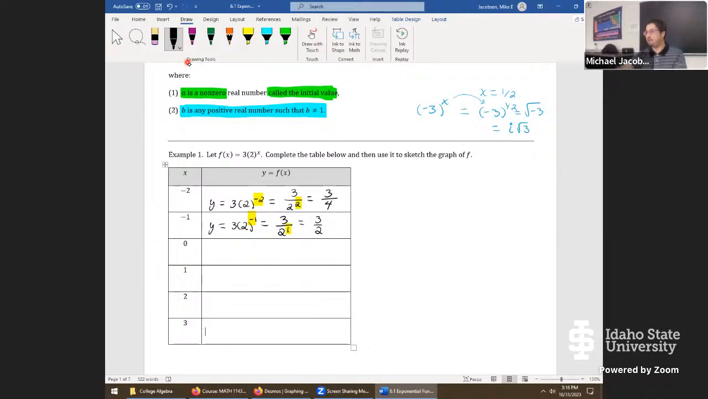And then pretty much rinse and repeat. Next, we're plugging in 0. We have 3 times 2 to the power 0. We've done that once before. A base raised to the power 0 is automatically a 1. So this just turns into a 3. And now that we're looking at this table, it's kind of an interesting table. There's a pattern in how all these values are emerging. We went from 3/4 to 3/2 to 3. That means we're multiplying by 2.